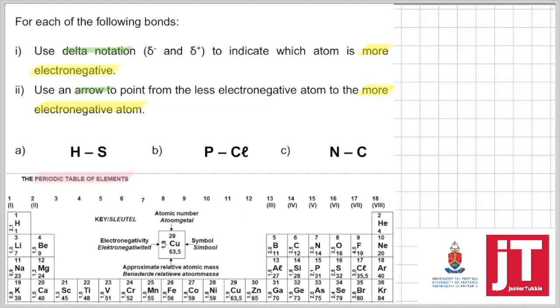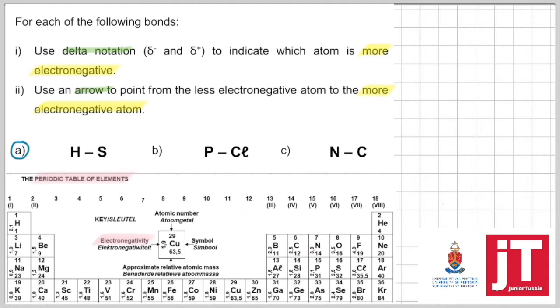Taking a look at the periodic table displayed on your screen, you will notice that the electronegativity of each atom is indicated on the left-hand side of each element symbol. Question A involves the bond between hydrogen and sulfur.